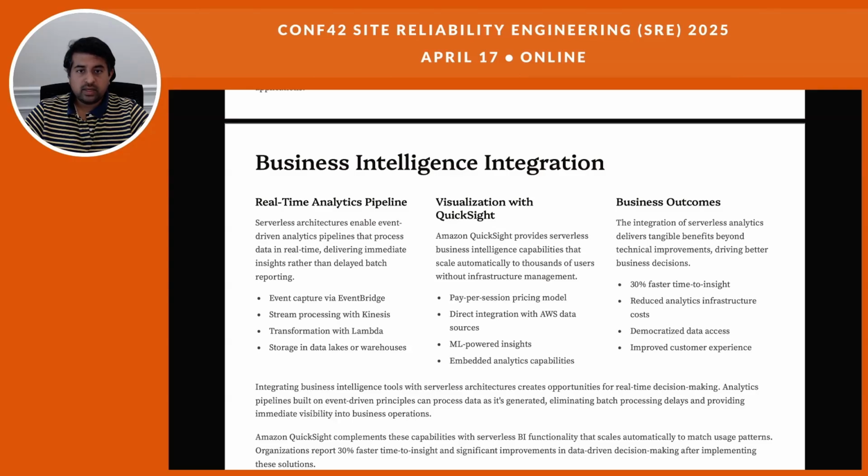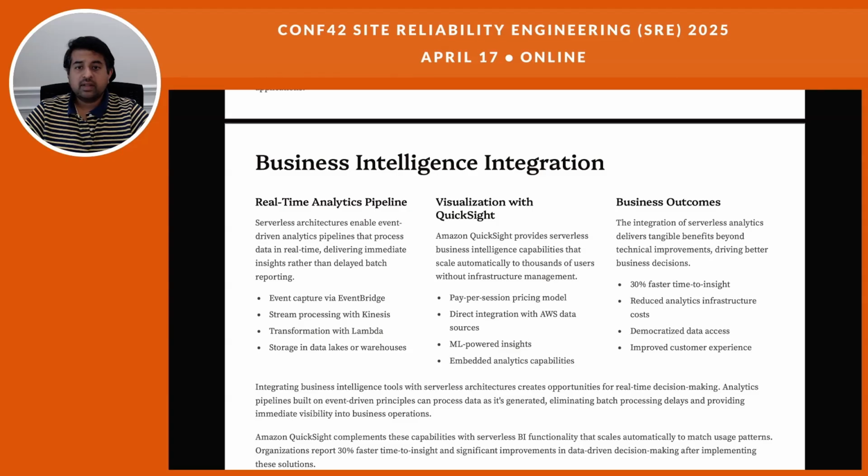Visualization with QuickSight. QuickSight provides interactive dashboards and visualizations for real-time data exploration. QuickSight can generate interactive dashboards in seconds, enabling real-time data analysis. Amazon QuickSight pay-per-session pricing model. QuickSight's pay-per-session pricing model reduces cost for intermittent users. Organizations report a 20 to 30% reduction in BI infrastructure costs compared to traditional licensing models.